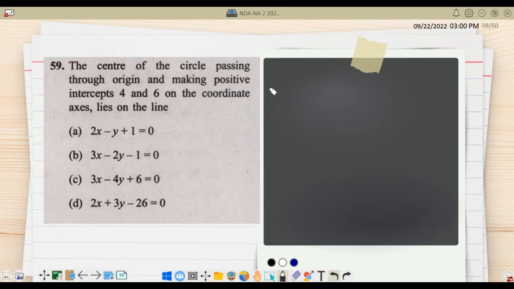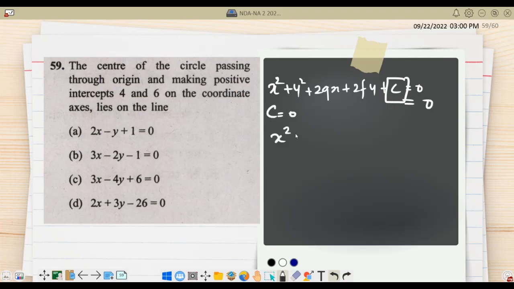So first we're going to write the formula for the equation of the circle: x square plus y square plus 2gx plus 2fy plus c equal to 0. Since this is going through the origin, this constant is going to be 0. Right, so c equals 0, which makes it x square plus y square plus 2gx plus 2fy equal to 0.